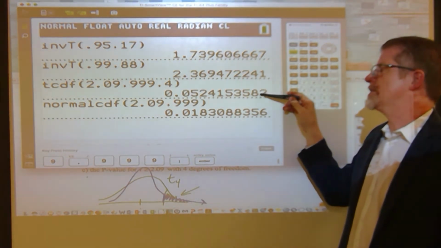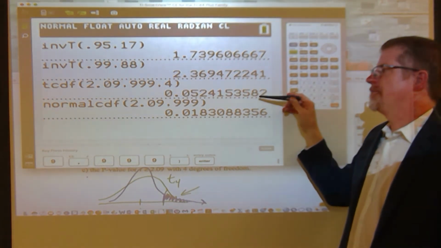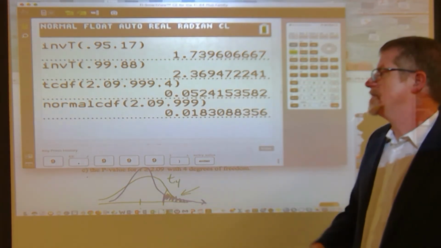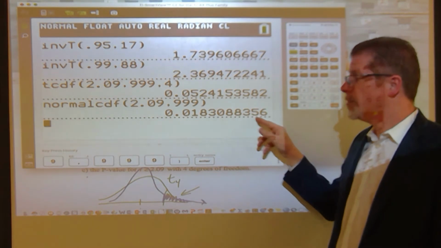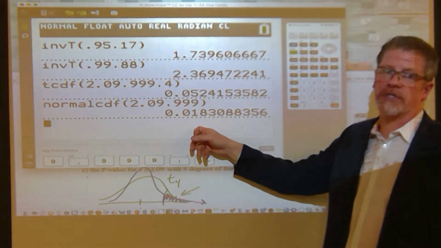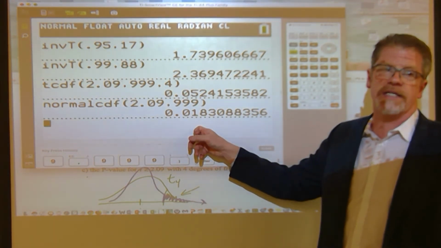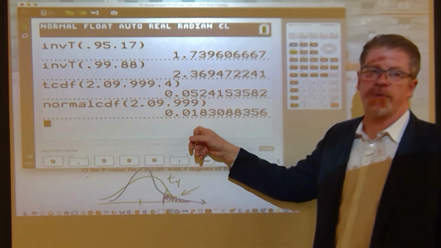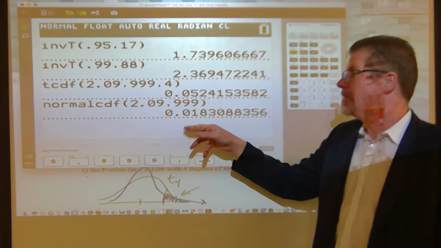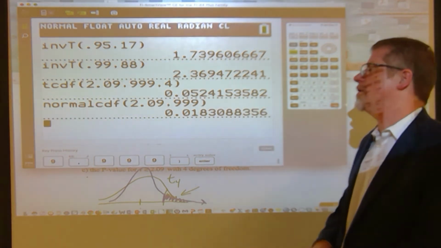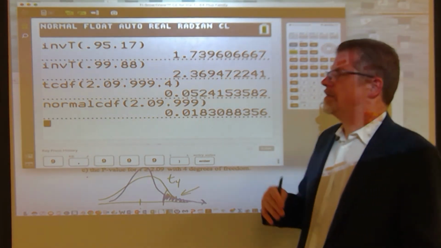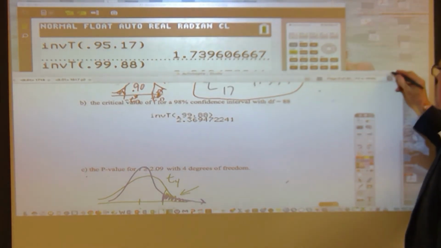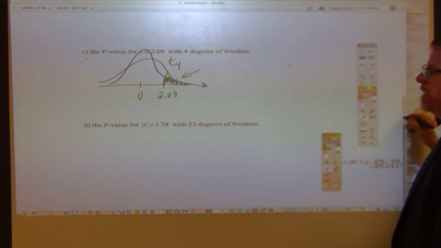Gosset would not reject the null hypothesis if he's 2.09 standard deviations above the mean on the T model. But if this were a normal model, he would totally be rejecting the null hypothesis. See, this is what protected him from ditching too much beer. It's like the p-values were not as small because of the increased area in the tails. All right, so there's a lot of history behind statistics.